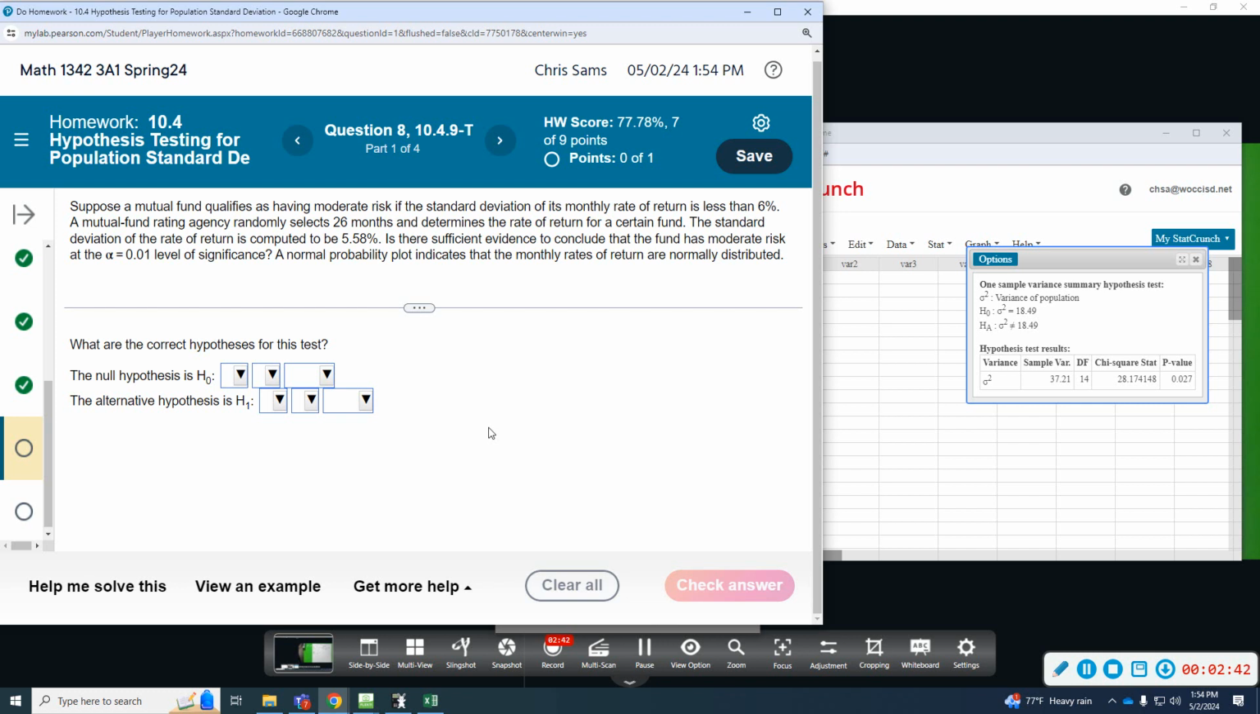All right, so it tells us it's normally distributed. Our null is sigma equal to 6. Remember, null always has equal to, versus the alternative. We are testing to see if, let me see, where did it say it? We're testing to see if it's less than. It tells me at the top.